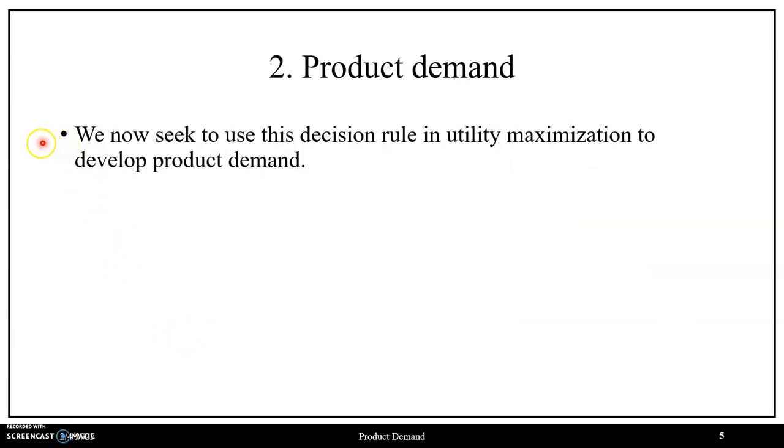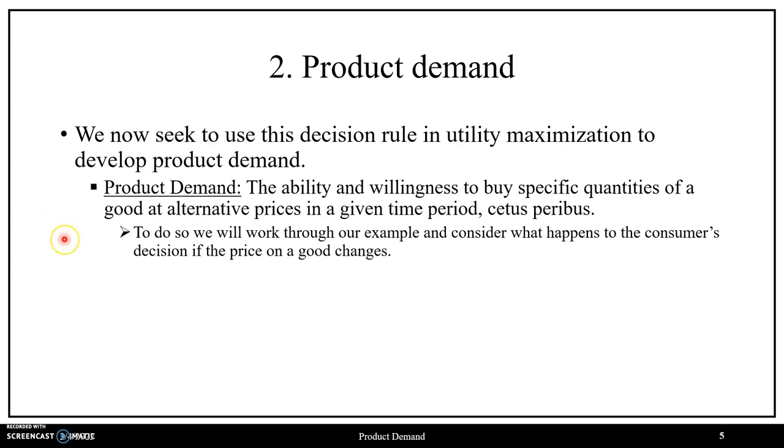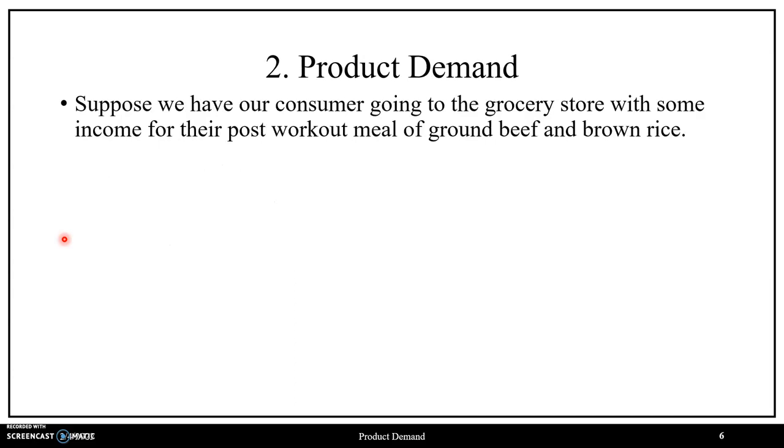So now we seek to use this decision rule in utility maximization to develop product demand, which, recall, is the ability and willingness to buy specific quantities of a good at alternative prices in a given time period, holding all else equal, or ceteris paribus. And to do so, we will work through our example and consider what happens to the consumer's decision if the price on a good changes.